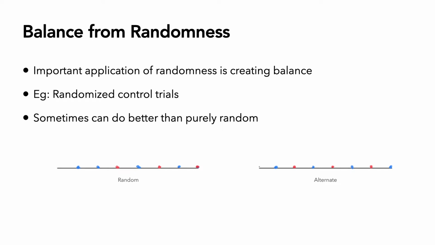An important application of randomization is to produce balance. One example of this is randomized control trials. But even in simple cases, we can do better than random. For example, in a one-dimensional case, a simple alternating strategy does better than random assignment. The idea of balancing geometric and combinatorial objects is studied under the area of discrepancy theory. A representative question here is as follows.